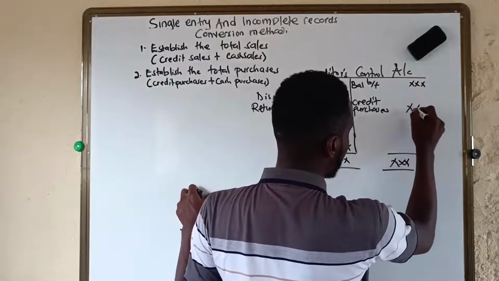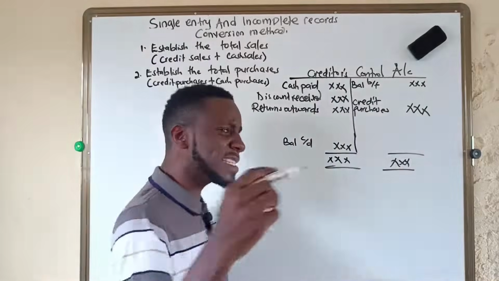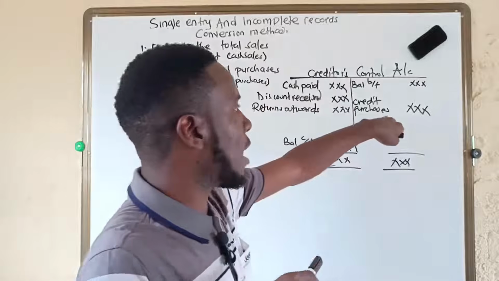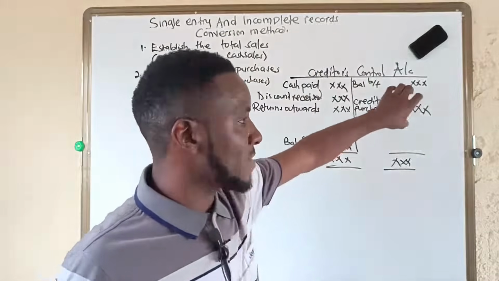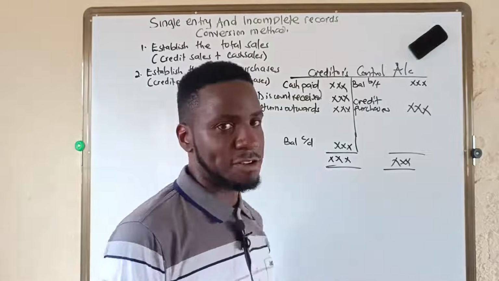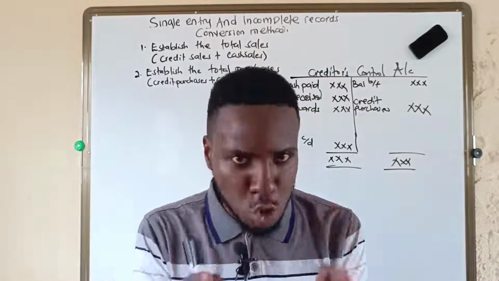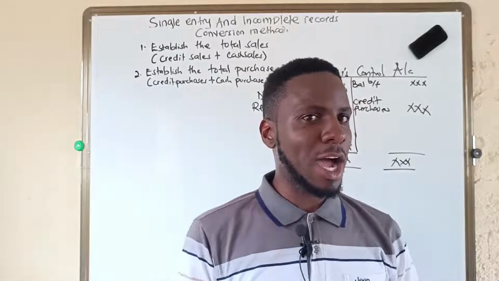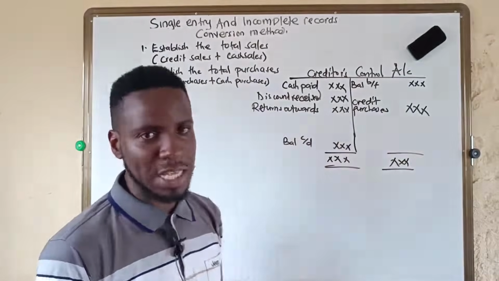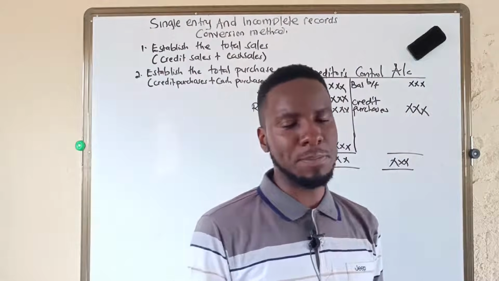And we shall bring our figure here. Ladies and gentlemen, we have established our credit purchases. Now, this is the figure that we are going to add to our cash purchases for us to come up with a total purchases. Remember, we're supposed to prepare an income statement. So we need these purchases as well, the total of the purchases.